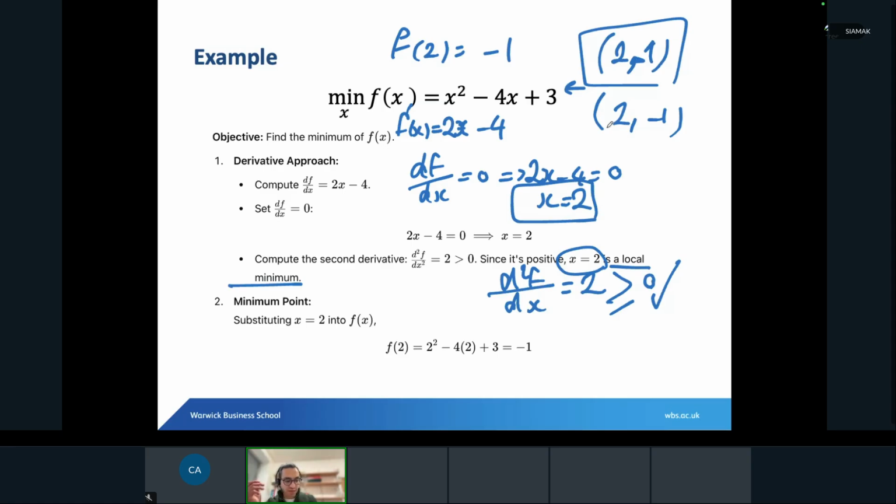The second one is I want you to know the first and second order necessary and sufficient optimality conditions. And in terms of optimization, this is an example of the nonlinear optimization problems that we solve in this module.